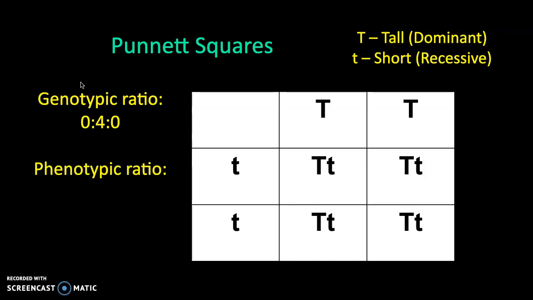Now let's get to our phenotype. So you'll notice that all of them are tall because they are heterozygous. So we have 4 tall individuals and 0 short individuals. Again, this is how this should look on your quiz when you are doing this Punnett square and calculating these frequencies. I hope that this was helpful.